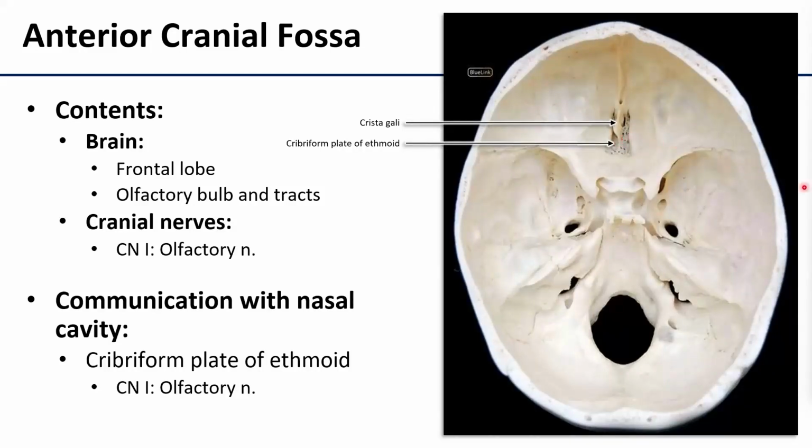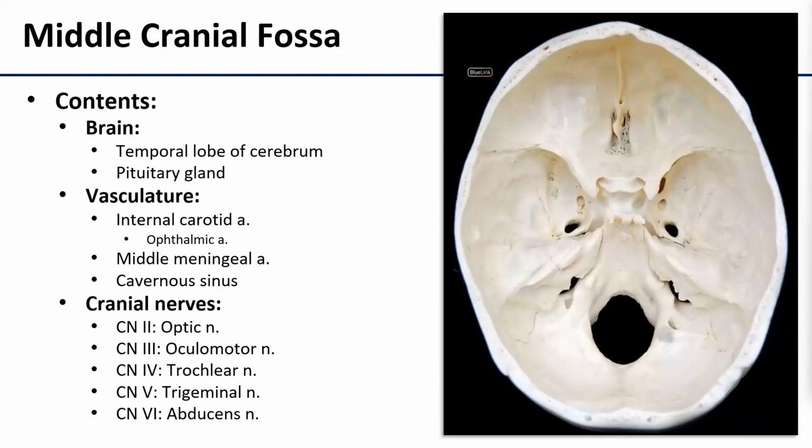So let's move down into our middle fossa. There is considerably more going on in the middle cranial fossa. Again, most of the floor here is going to be home to the brain. This time it's the temporal lobes that sit here on the lateral aspects, and then the pituitary gland. So we got temporal lobes here, and then the pituitary gland sitting here centrally in the sella turcica of the sphenoid. We also have a number of blood vessels that traverse this area.